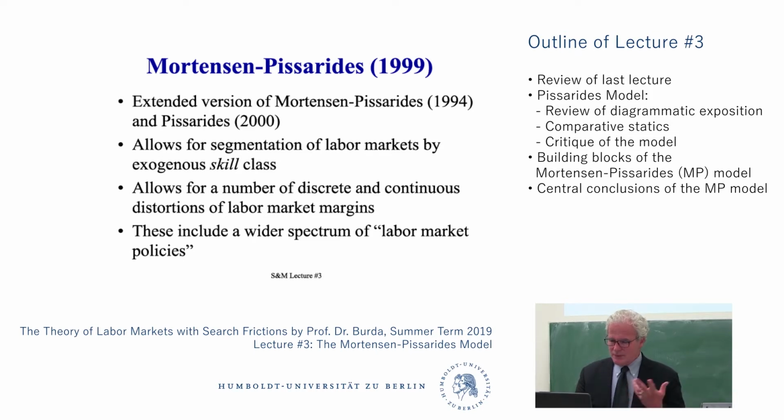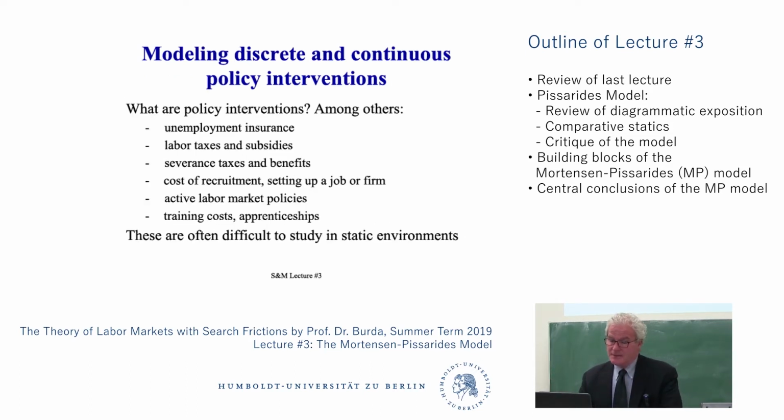So what kind of interventions am I talking about? I obviously talked about unemployment insurance already. We talked just about subsidies, but you can also talk about labor taxes. So you can put those in. I mentioned already that you can put a severance restriction, or cost of firing a worker, a cost of match participants going their separate ways. You can think of active labor market policies, and you can even think about apprenticeships in this model.